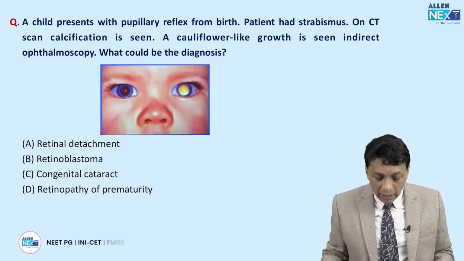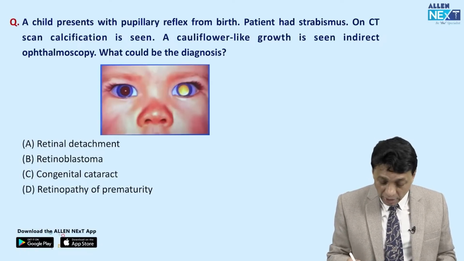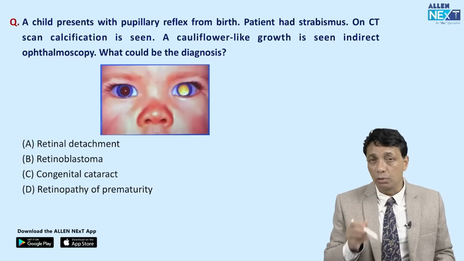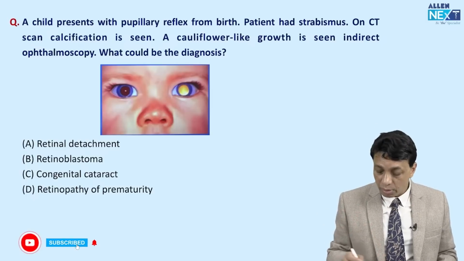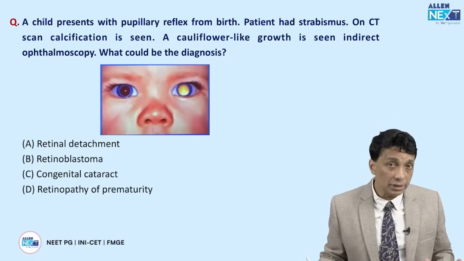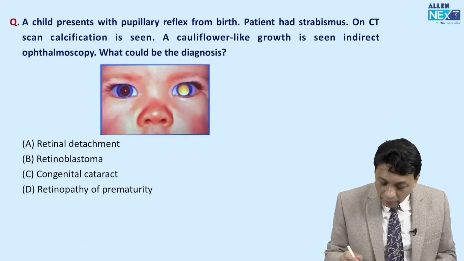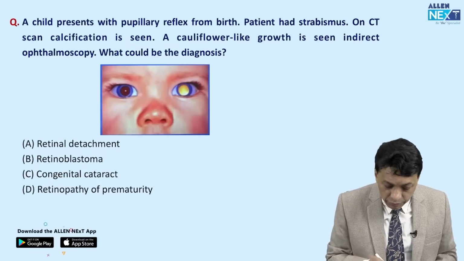Next, a simple one. A child presents with a pupillary reflex, which you can see from birth, like this whitish reflex. Remember, the normal red glow is normal. Patient has strabismus also, meaning there's a squint also. On CT scan, a calcification in the eye. We've given you so many clues that it's impossible to get the answer wrong. And a cauliflower-like growth is seen on indirect ophthalmoscopy.